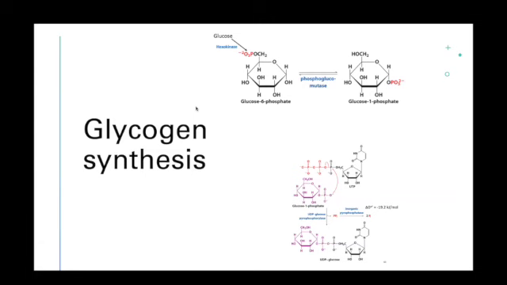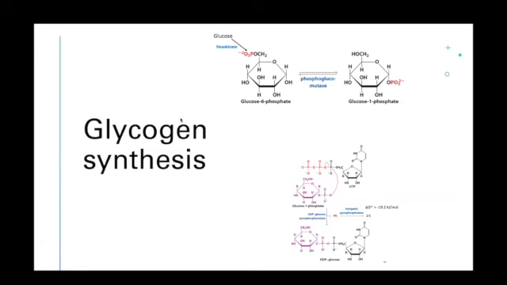So for the branching, we need transglycosylase. After every 7 residues, it cleaves a segment and reattaches that 7th segment molecule at a glucose at the 6th carbon. So at this carbon right here, it would attach that branch of glucose and form an alpha 1,6 glycosidic bond.